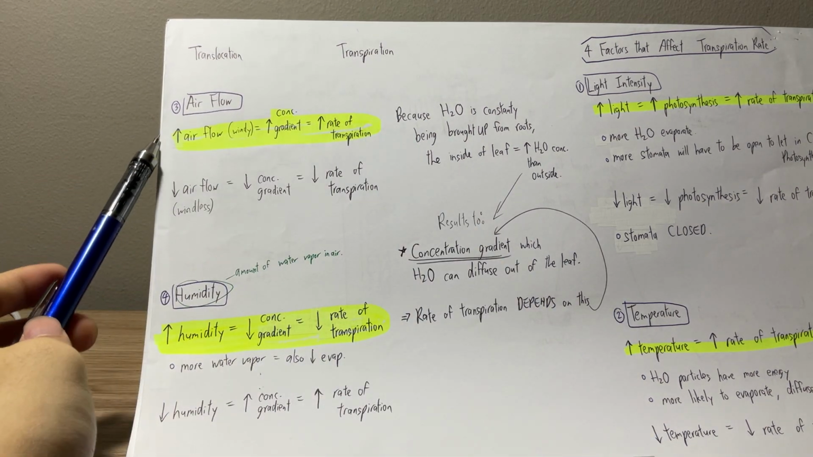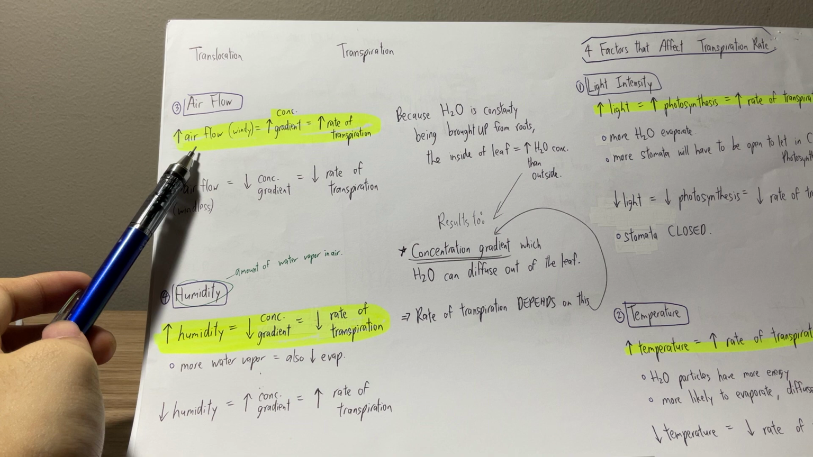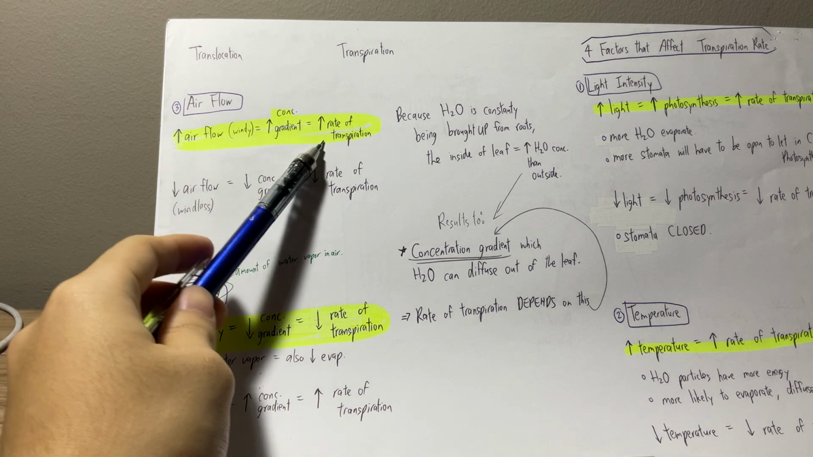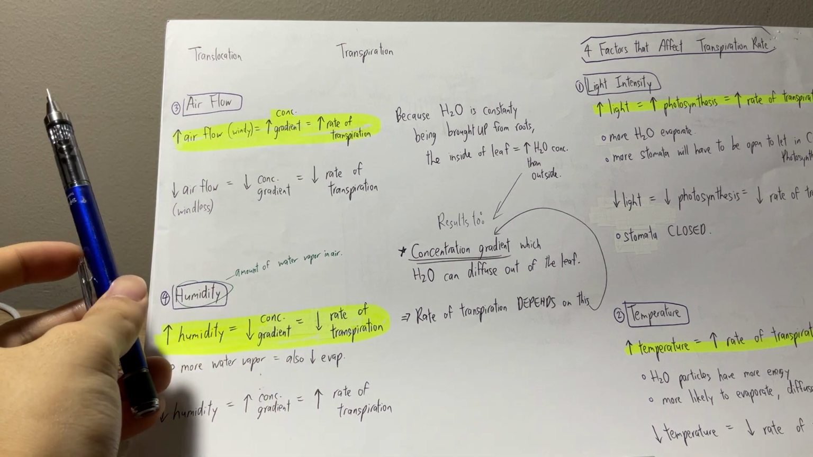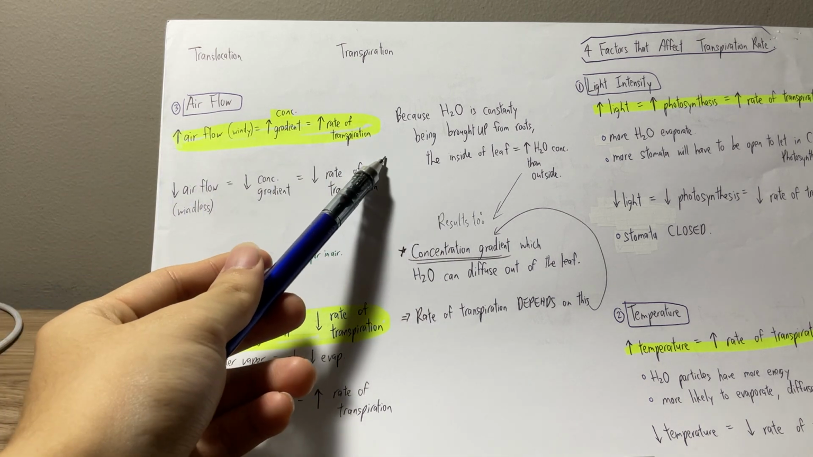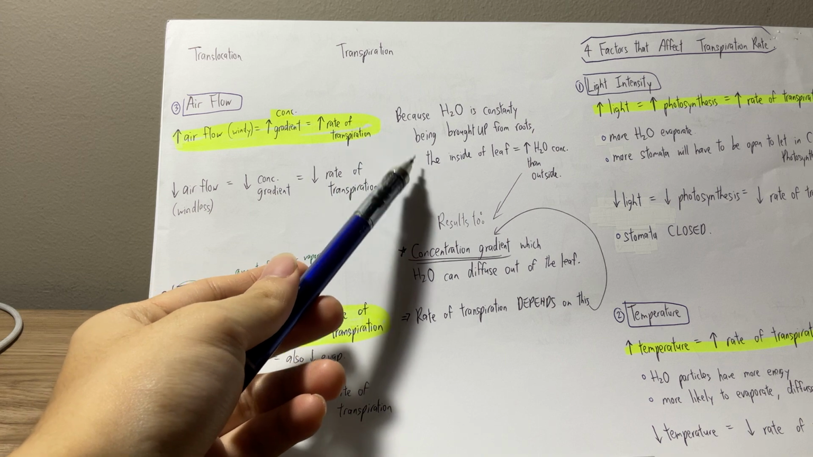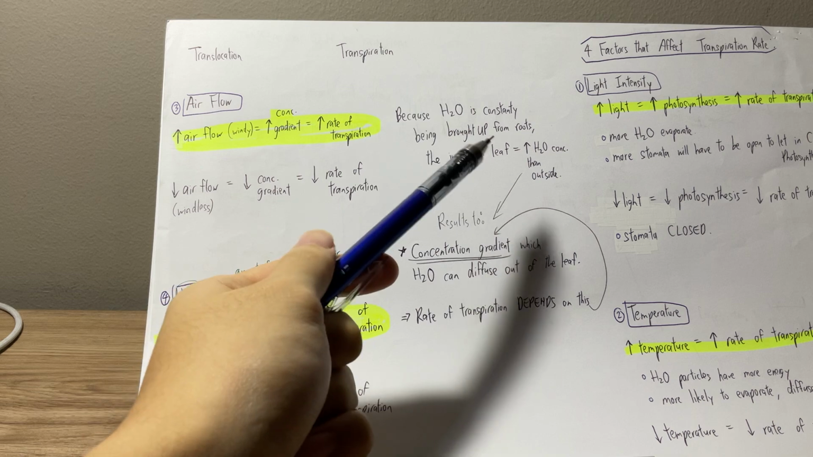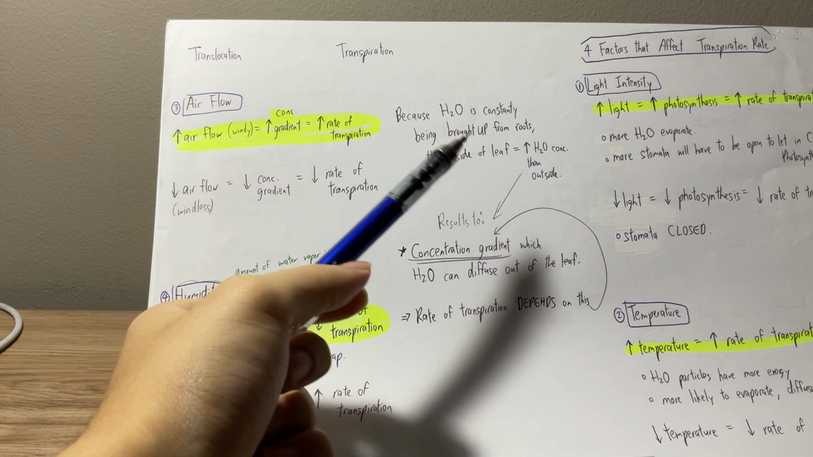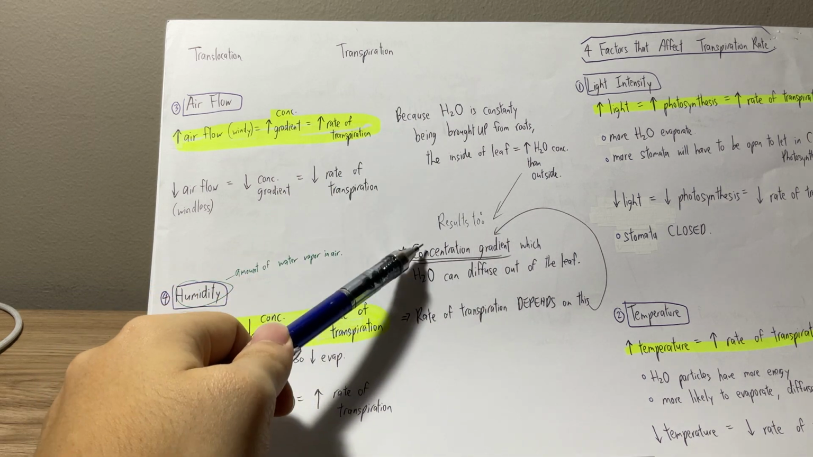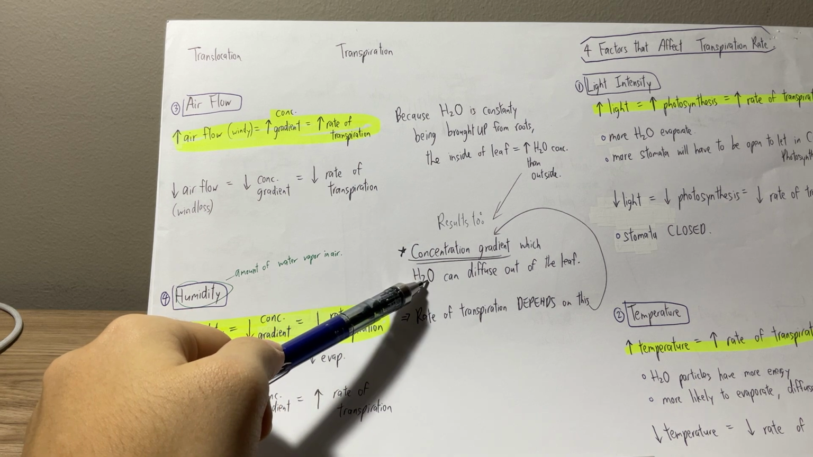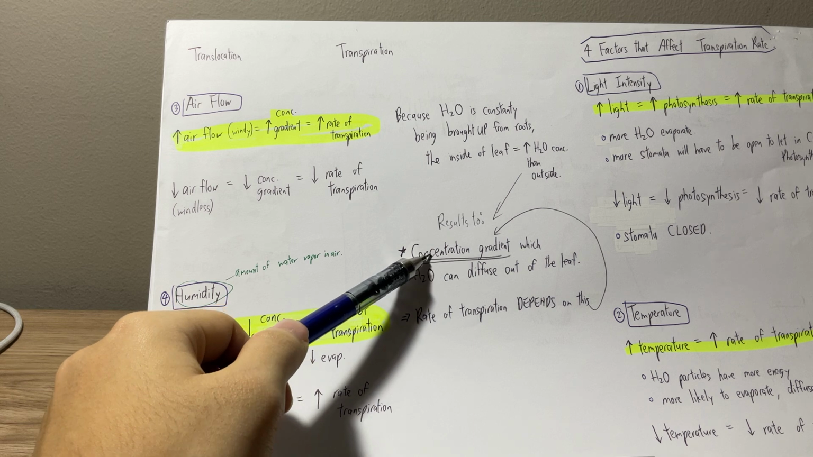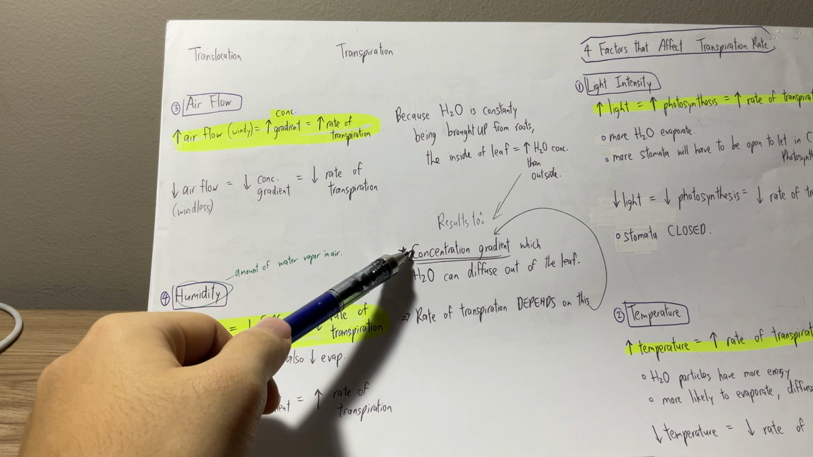Third factor, airflow. An increase in airflow, let's say if it's windy, there would be an increase in the concentration gradient and therefore an increase in rate of transpiration. Because water is constantly being brought up from the roots, the inside of the leaf has a higher water concentration compared to the outside, and as a result, the water can diffuse out of the leaf. And this is what dictates the rate of transpiration.